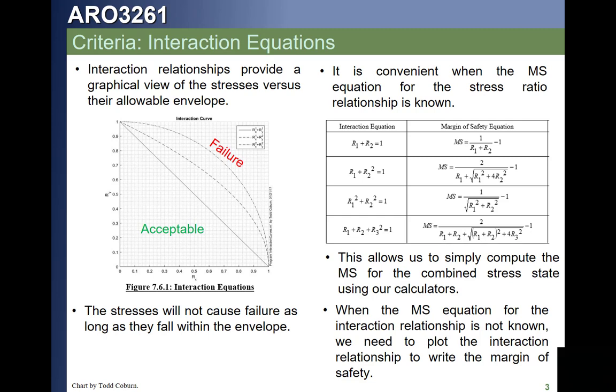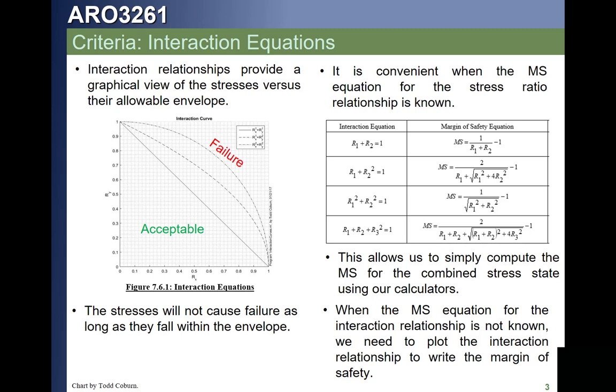For example, for additive stress ratios, R1 plus R2 equals 1, we have a closed form relation which says we calculate the margin of safety by just taking 1 over the summation of those stress ratios, minus 1. If we have R1 plus R2 squared equals 1, then we see the corresponding margin of safety for those two stress ratios. The next one, R1 squared plus R2 squared equals 1, gives us the corresponding margin of safety equation. And if we have R1 plus R2 plus R3 squared equals 1, you can see the corresponding margin of safety equation there.